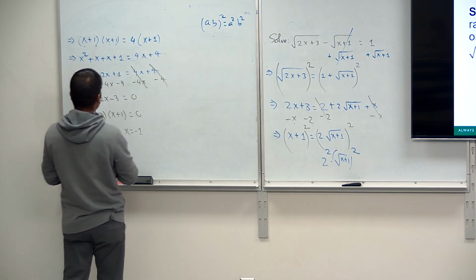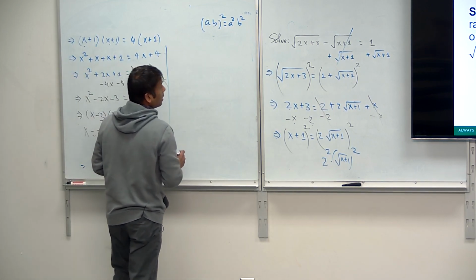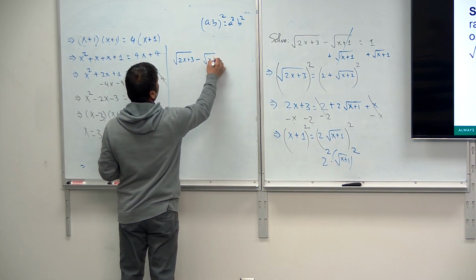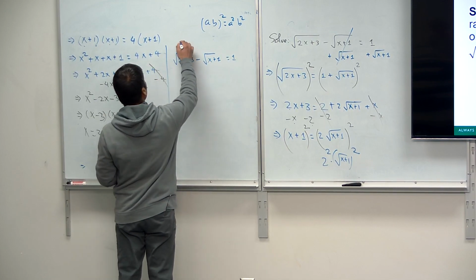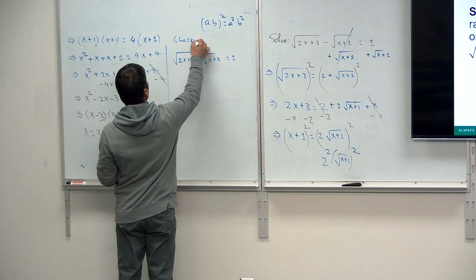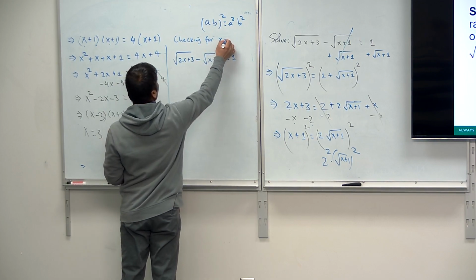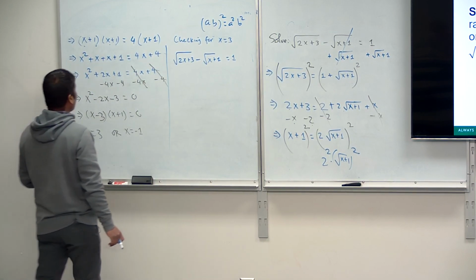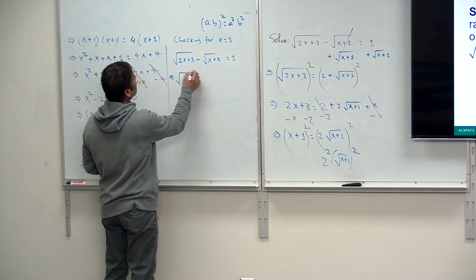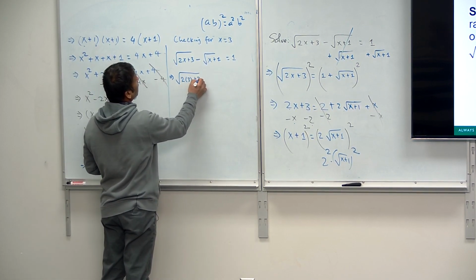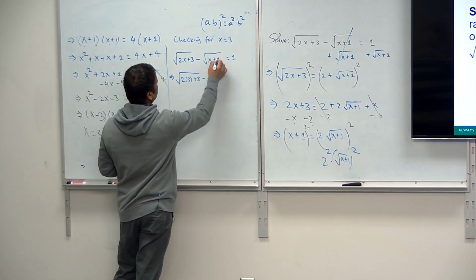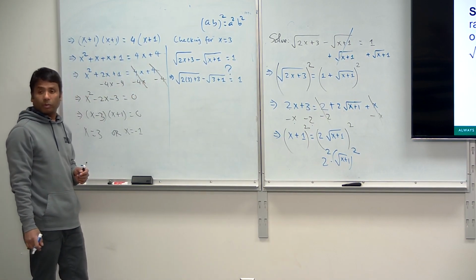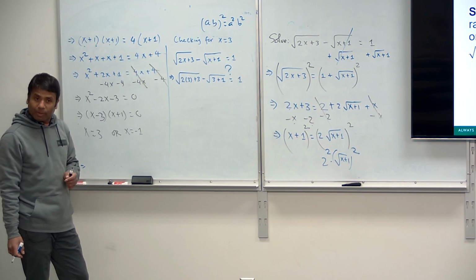So your original equation is radical 2x plus 3 minus radical x plus 1 equal to 1. So let's check for x equal to 3. If we plug in x equal to 3, that will be radical 2 times 3 plus 3 minus radical 3 plus 1, equal to 1. So let's see what will happen. Are you guys with me?